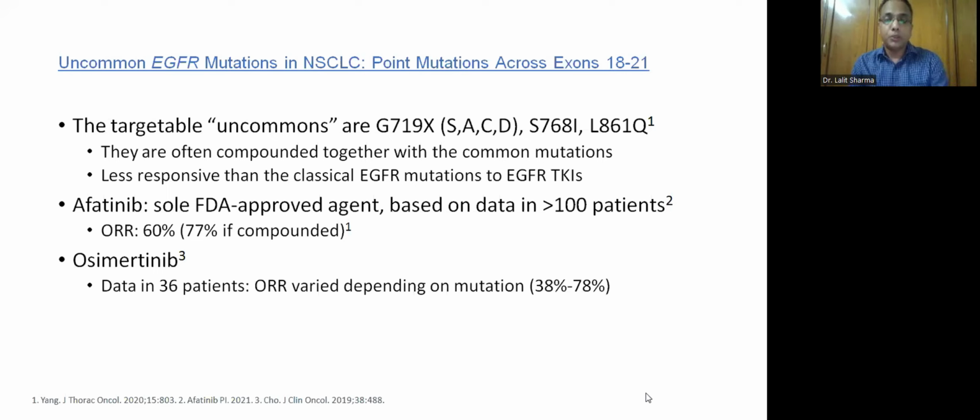In these particular mutations, what we have seen is that first and second generation EGFR TKIs probably would not work that well. Afatinib has shown anywhere around 60 to 70% responses in these patients, and osimertinib, though the number was very small in this particular study, has had an overall response rate of anywhere around 40 to 70%.